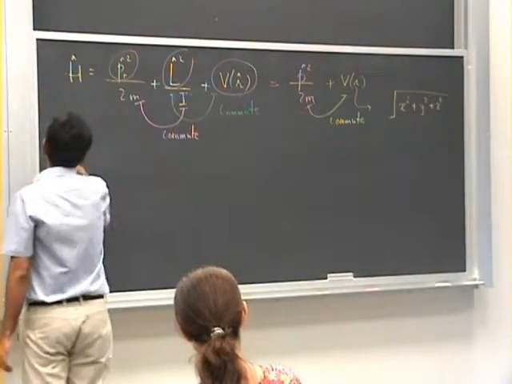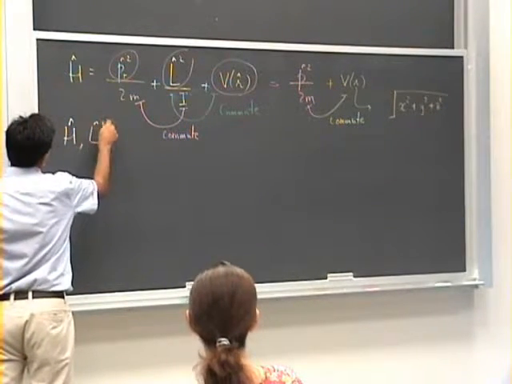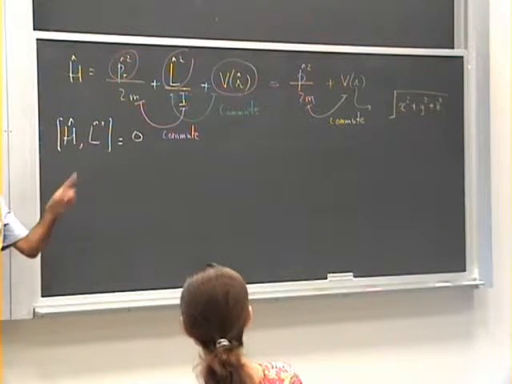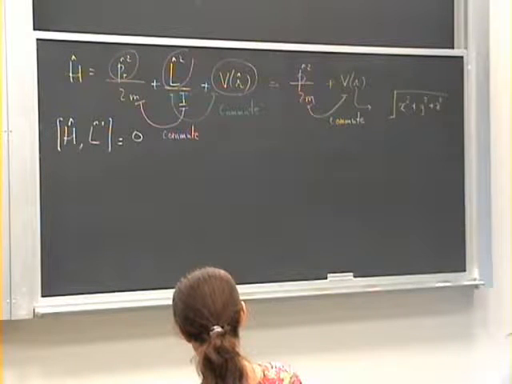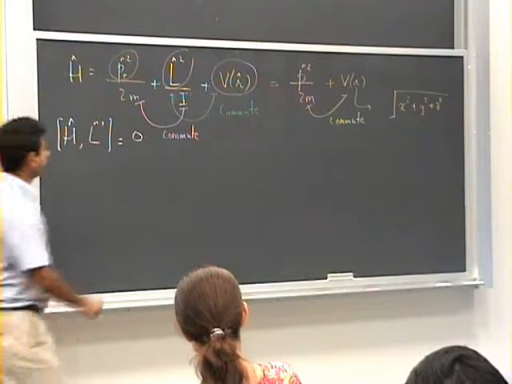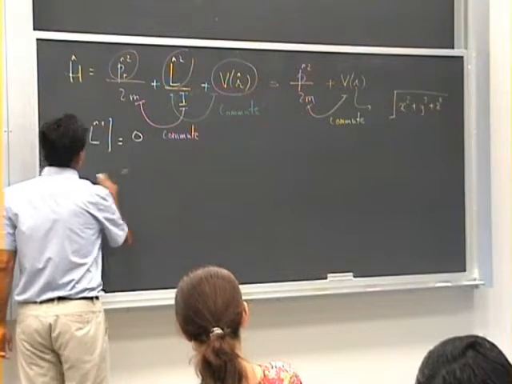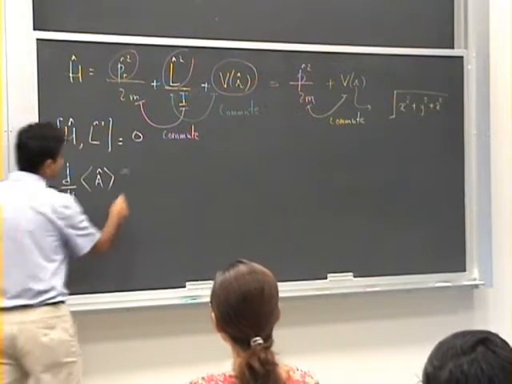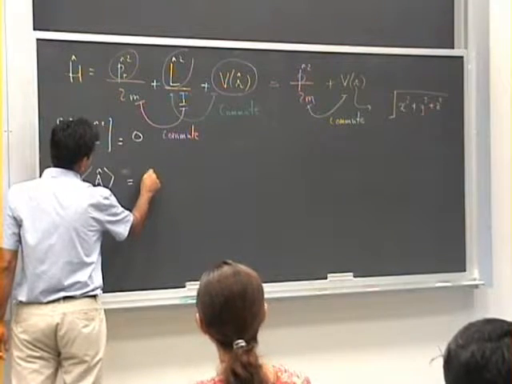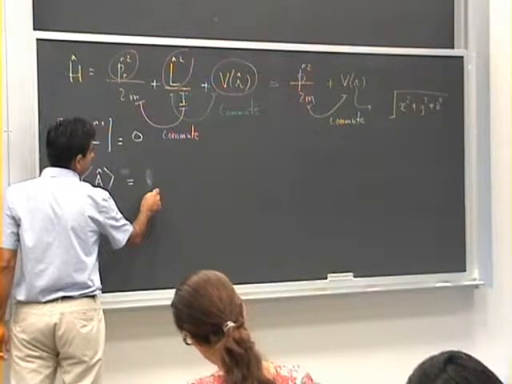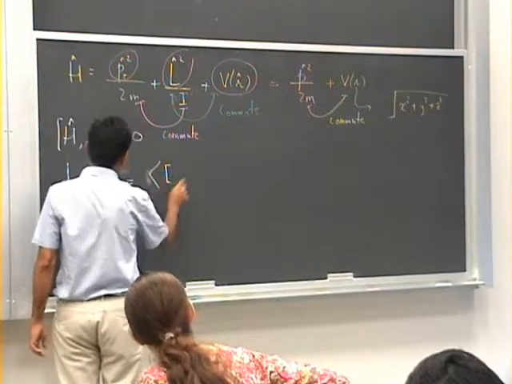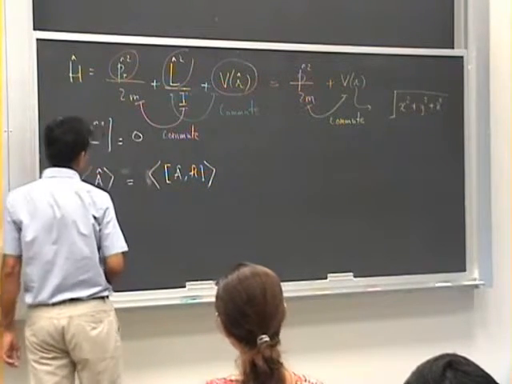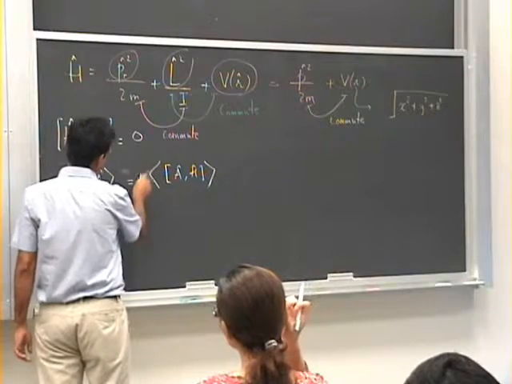This also means that if I look at the Hamiltonian, it will commute with L square. What does this mean? This means that the total orbital angular momentum of the system is a conserved quantity. Because we already know that d by dt of the expectation value of A is given by the expectation value of the commutator of A with the Hamiltonian, with the factor i over h bar.